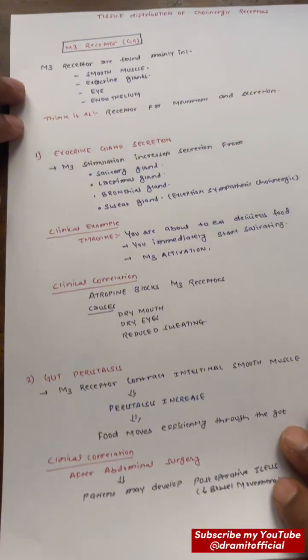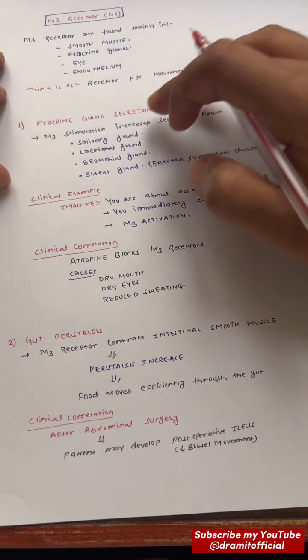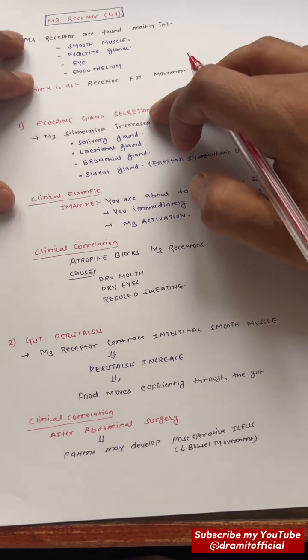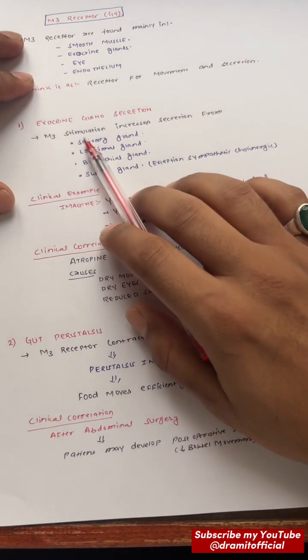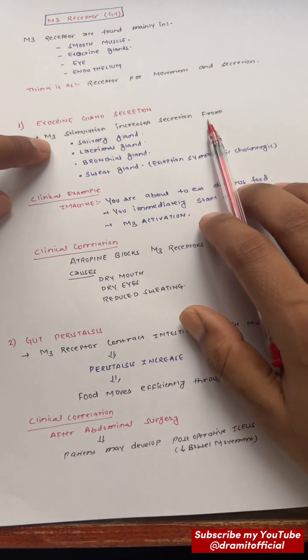Now we'll see how it actually works. In exocrine gland secretion, when the M3 receptor gets stimulated in the exocrine gland, it increases the secretion.